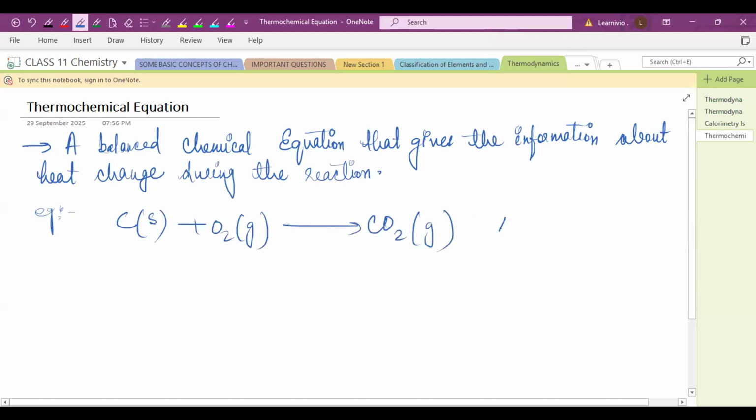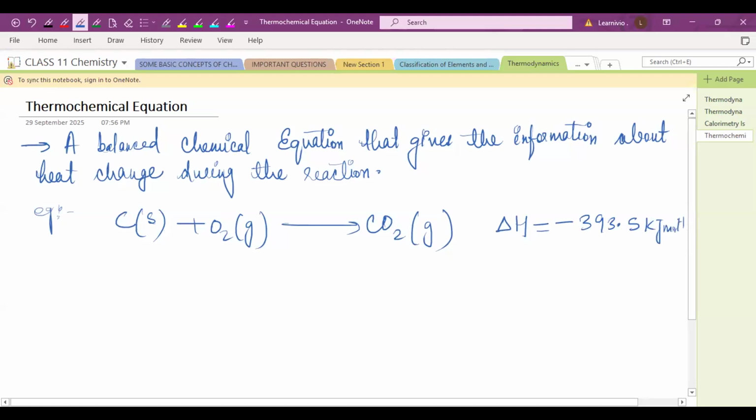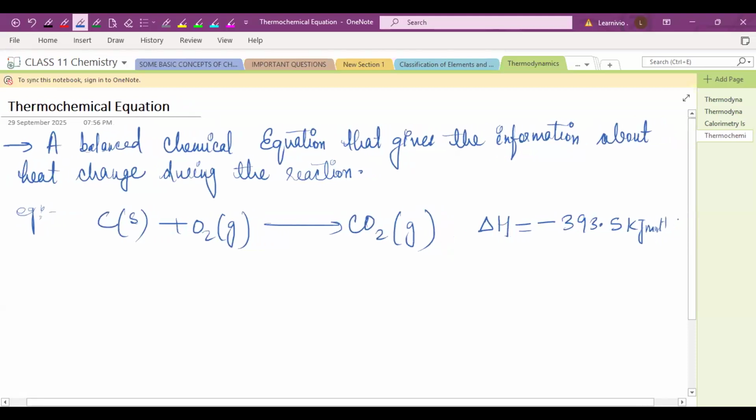In this process, the heat is being evolved, it is being released. So the delta H, the enthalpy change, is minus 393.5 kilojoule per mole. It's given. For this type of reaction, the data will be given in your exam. In the numerical, the delta H value will be given. Like this equation, and its delta H is negative. From the negative sign you should understand that the heat is being evolved in this reaction.